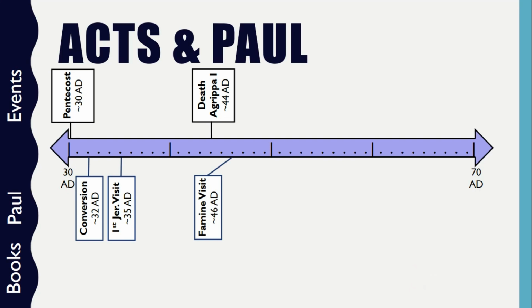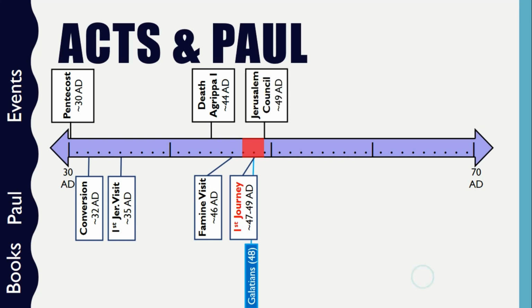Paul's famine visit is in about 46 AD. That is, there's a famine going on in the Middle East at that time. Paul takes a collection and goes to visit. His first missionary journey is from 47 to 49 AD. While on that missionary journey, he travels to different places: Cyprus, Perga, Iconium, Lystra, and Derbe, and then he returns to Antioch. During that missionary journey, he writes the epistle to the churches in Galatia, the book of Galatians.